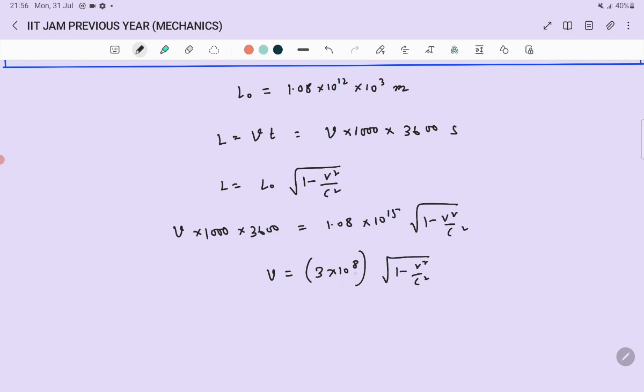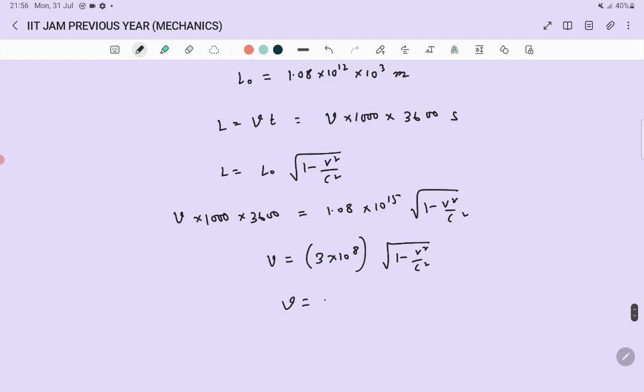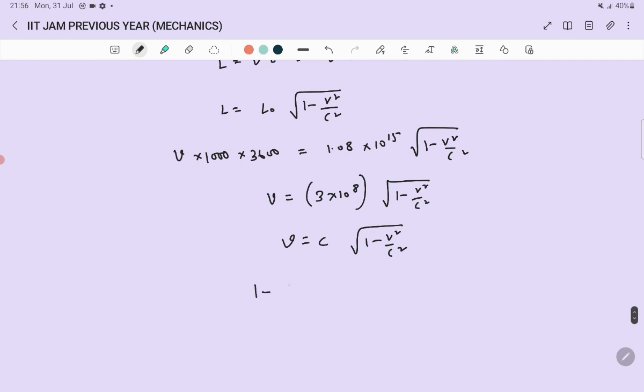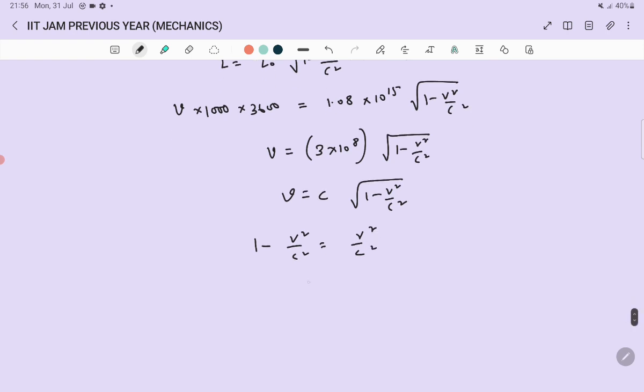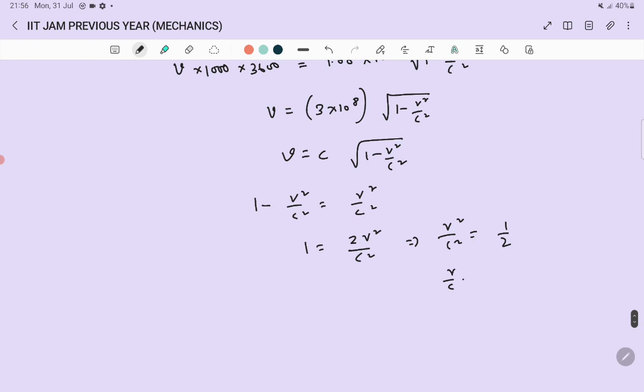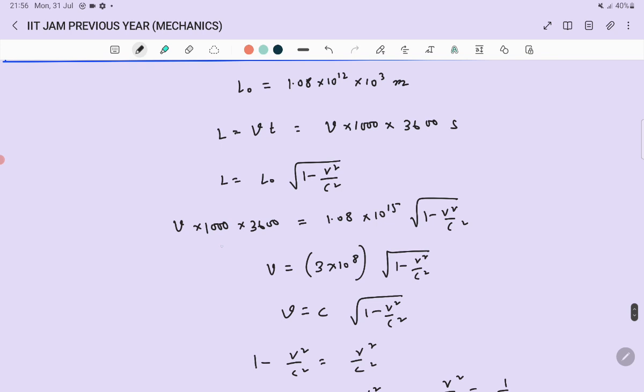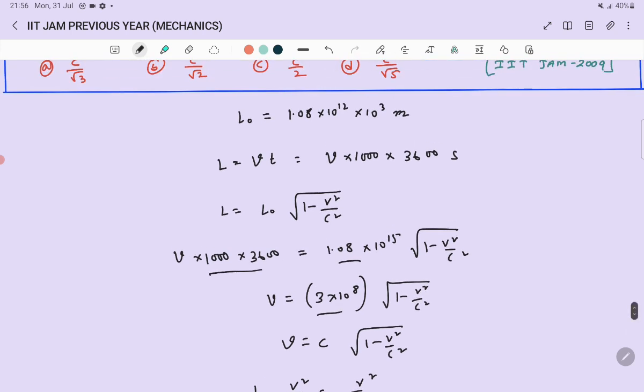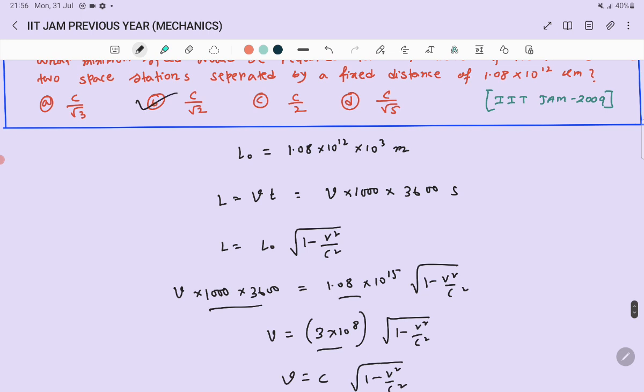So this 3 into 10 to the power 8 can be replaced by c, so v is equal to c root over 1 minus v square by c square. That means v by c equals root of 1 minus v square by c square, and if you square, it will be v square upon c square. So your 1 will be 2 v square upon c square, that means v square upon c square will be half. So v by c is equal to 1 by root 2, so v is equal to c by root 2. Just calculate this, you will get about 3 into 10 to the power 8. So the correct option will be option B.